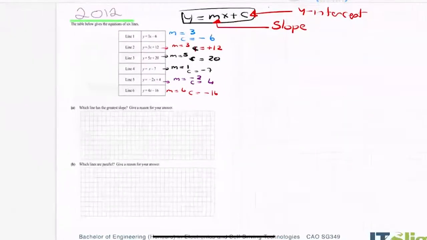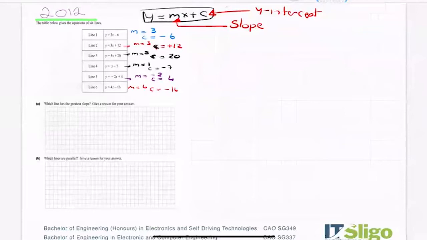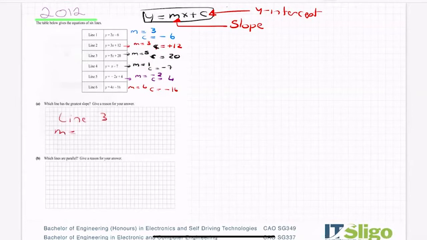So let's come down then and answer the question, which line has the greatest slope? Well, you're looking down on them and seeing which has the largest number. It could be the largest negative number or the largest positive number, but it is line 3. M is equal to 5, the largest slope.